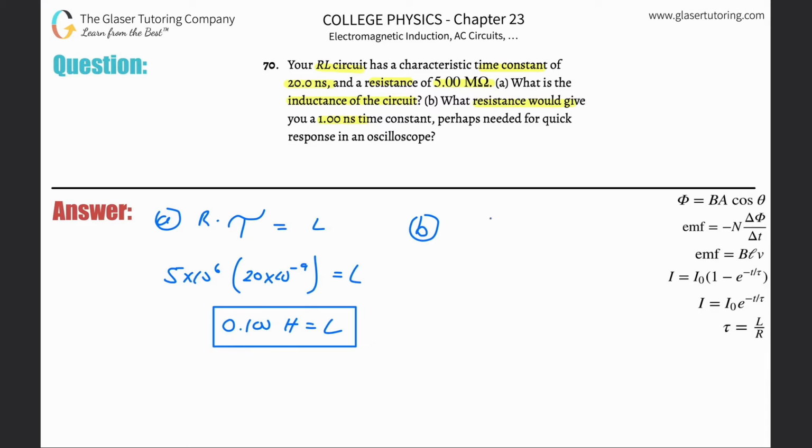So in other words, we have to use the formula again, that the time constant will equal the inductance divided by the resistance. In this case, we're solving for the resistance, so we're going to cross multiply the resistance on over, and then we've got to move the time constant on down.